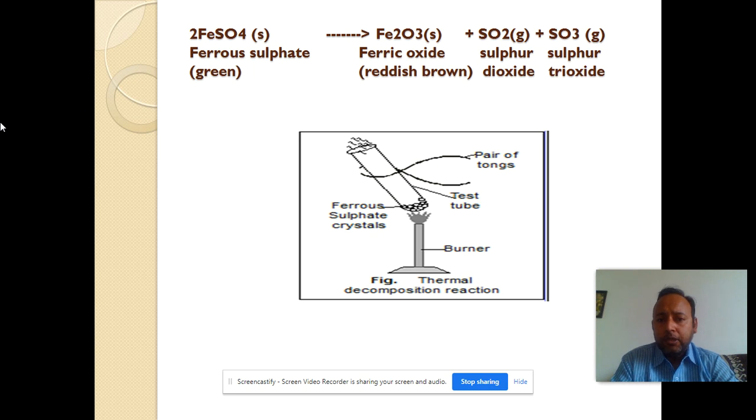This is another example. In the class 10 examination, you may be asked about the color change. That's why I have mentioned a green color substance is heated to form a reddish brown substance. So write the chemical reaction. That's why you have to understand this. Ferrous sulfate, green color, when heated, will be converted into ferric oxide, sulfur dioxide and sulfur trioxide. On the basis of color, the question may be asked.